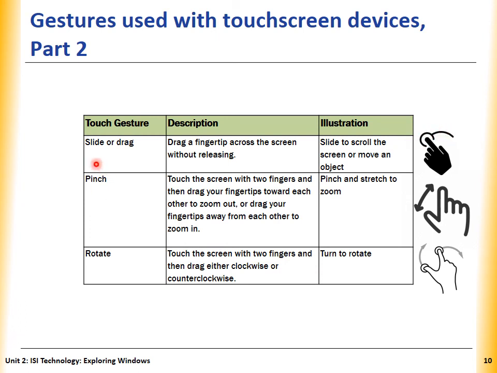What about pinch? Touch the screen with 2 fingers and then drag your fingers towards each other to zoom out, or drag your fingers away from each other to zoom in. With 2 fingers, you just put them down and drag them away from each other. This is pinch. What about rotate? Touch the screen with 2 fingers, then drag either clockwise or counterclockwise. So I just put my 2 fingers over here and turn them to rotate.